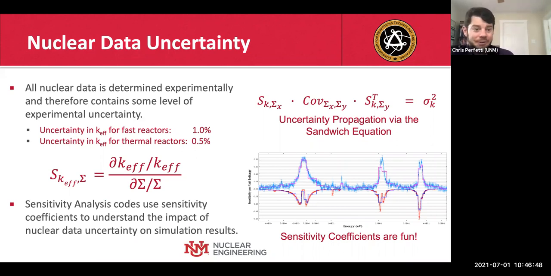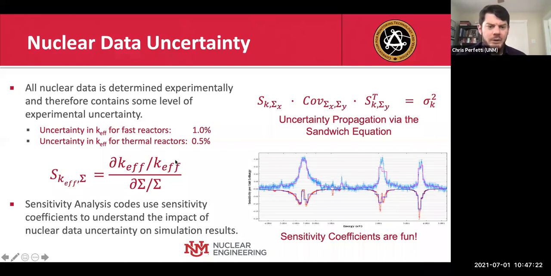In general, rules of thumb: for fast reactors, there's about a 1% uncertainty in the eigenvalue due to nuclear data uncertainty. For thermal reactors, it's about 0.5%. Why are they different? It's actually because the inelastic scattering cross-sections, which are at higher energies in the fast energy regime, have a lot more uncertainty than thermal cross-sections. So the inelastic scatter makes these numbers different. Capture is also a little bit more uncertain at those energies, but there's a connection between those uncertainties too.